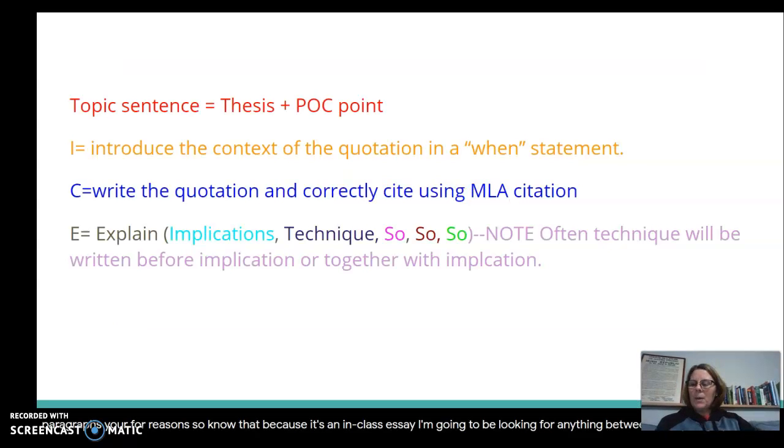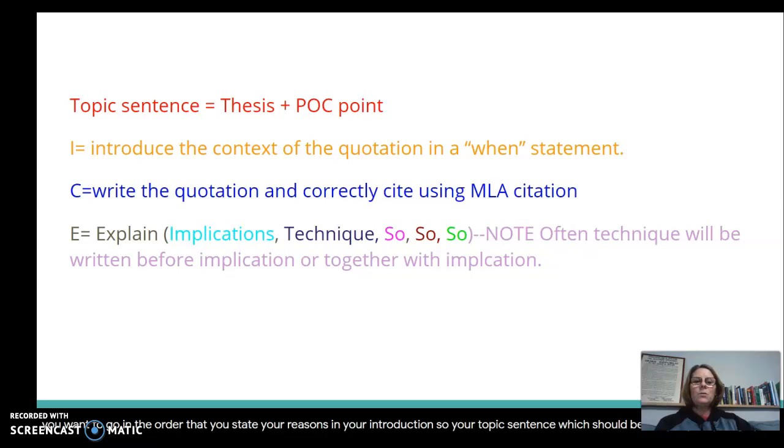So in your body paragraphs, you want to go in the order that you state your reasons in your introduction. So your topic sentence, which should be early in your paragraph, should include your thesis and the POC point that you are addressing.